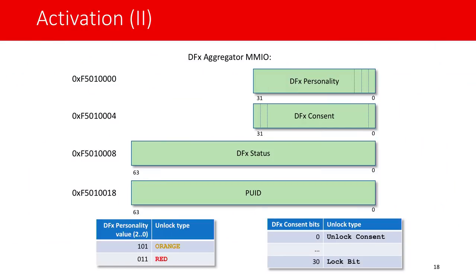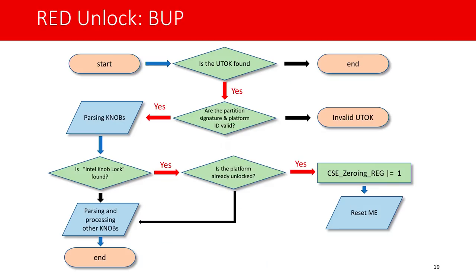More interesting are the DFx aggregator registers: the personality register and the consent register. The personality register specifies the type of unlock, red or orange, and the consent register is used to allow writing to the personality register. It means that this bit allows writing data to the DFx personality register.